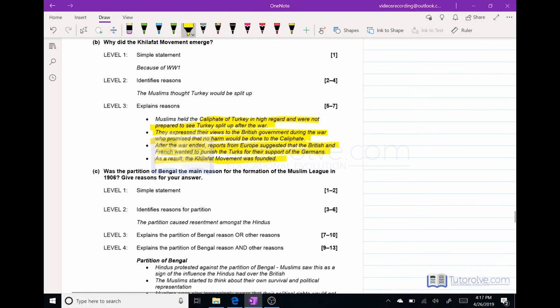You don't have to go into the detail of what exactly happened after the Khilafat movement was founded, because the question is just asking why the Khilafat movement emerged. So these are the reasons which should be the focal point of a response to get the full 7 marks.